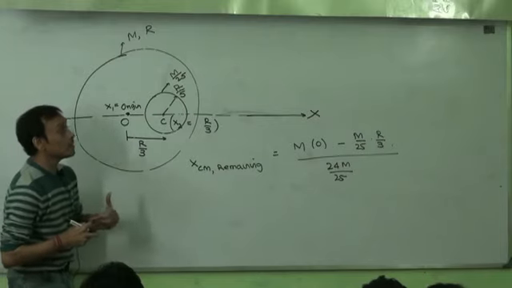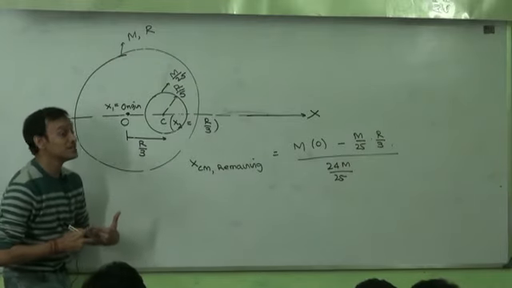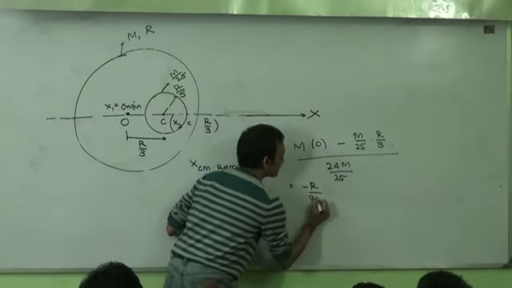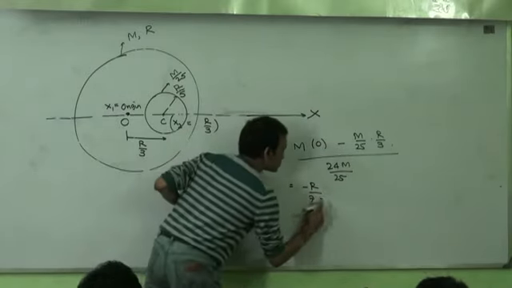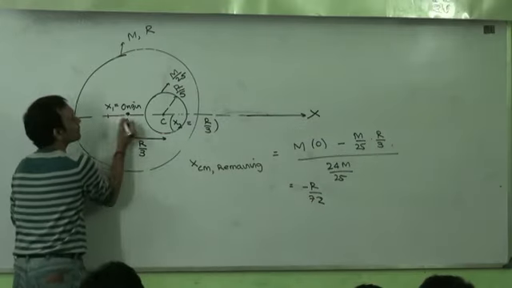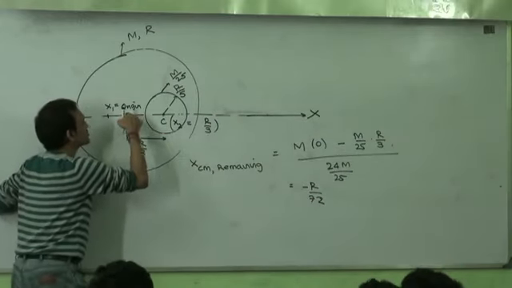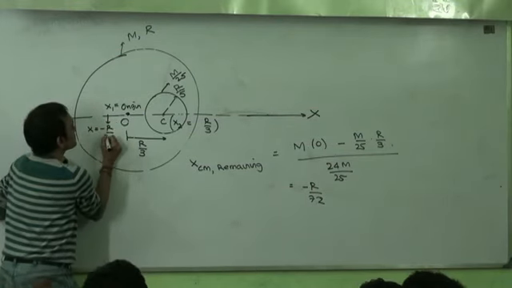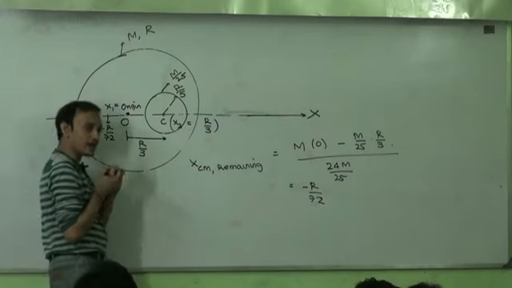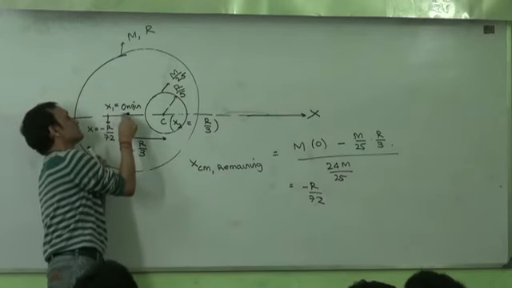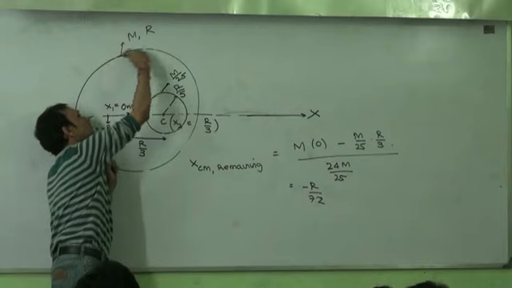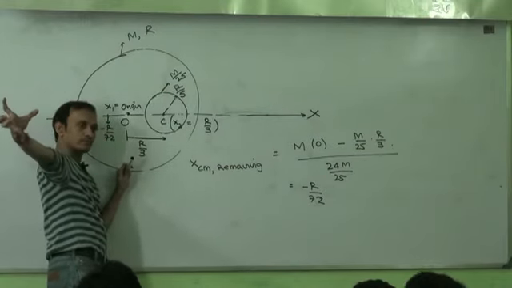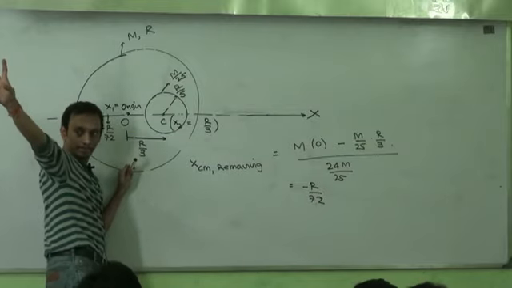So that makes it minus r by 72. Minus r by 72 means it's somewhere here. This is the positive direction of the x-axis. This is 0. Then this is x equal to minus r by 72. This will be minus r by 72, the x coordinate of the center of mass of the remainder of the portion once this is removed. Got me?